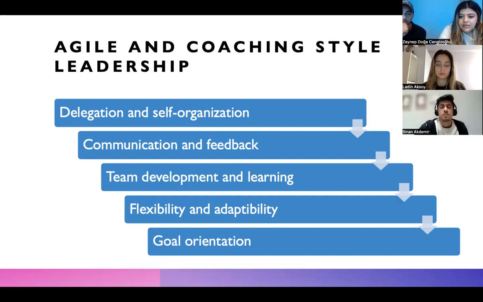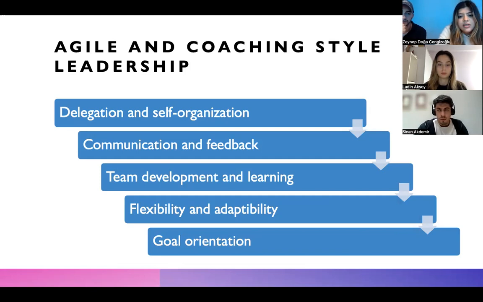Both coaching style leadership and agile leadership focus on team development and learning. Coaching style leadership brings out the potential of individual team members, while agile leadership aims to enhance team performance and collaboration. And another one is flexibility and adaptability.